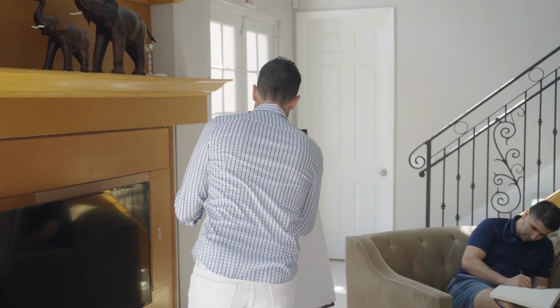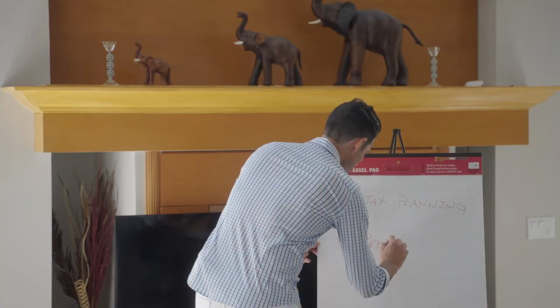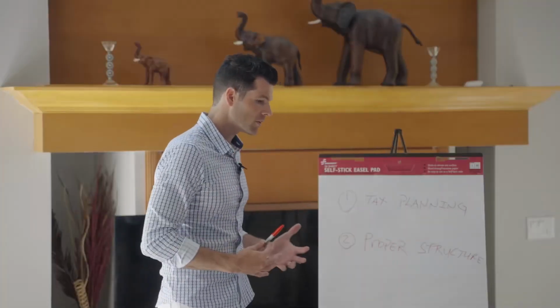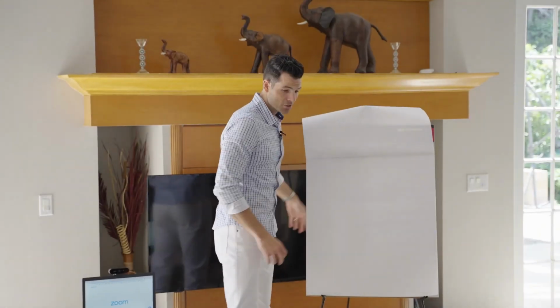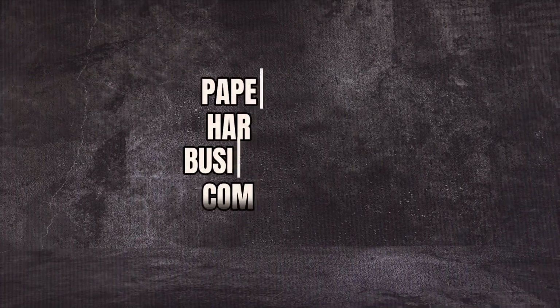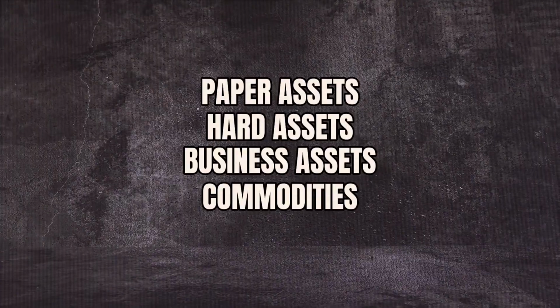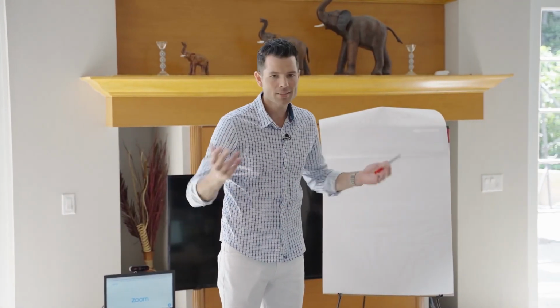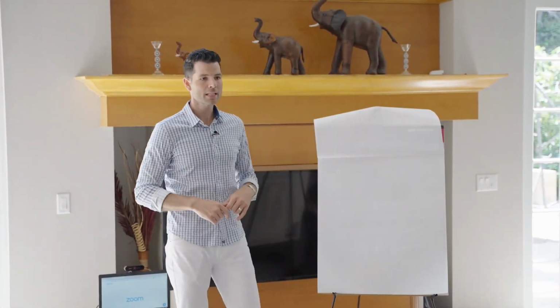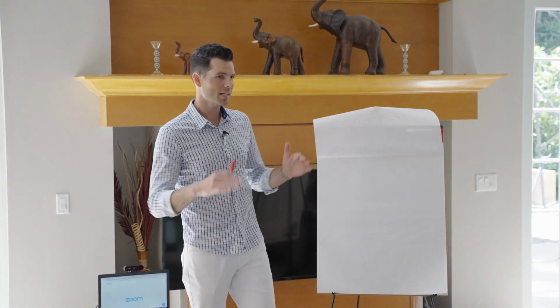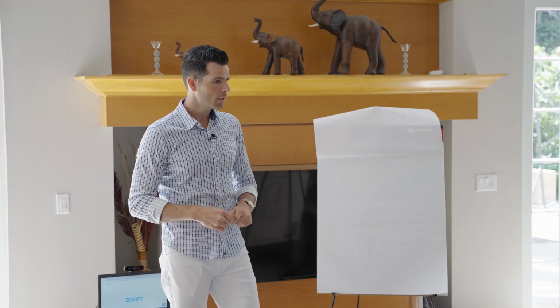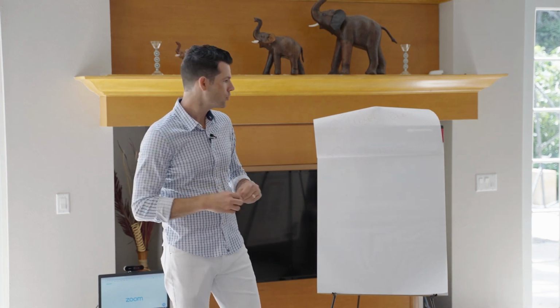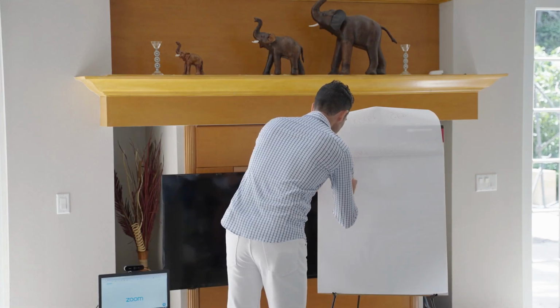Number one, tax planning. Number two, proper structure. Maybe you do have passive income, but are you certain that you own it in the right way? The third is making sure you actually own the right assets. Don't be certain that you do. There's 4 kinds of assets: paper assets, hard assets, business assets, and then commodities. That's it. Now cryptocurrency is sort of a 5th asset, but that's it. And so my question is, are you certain that you own the right assets?